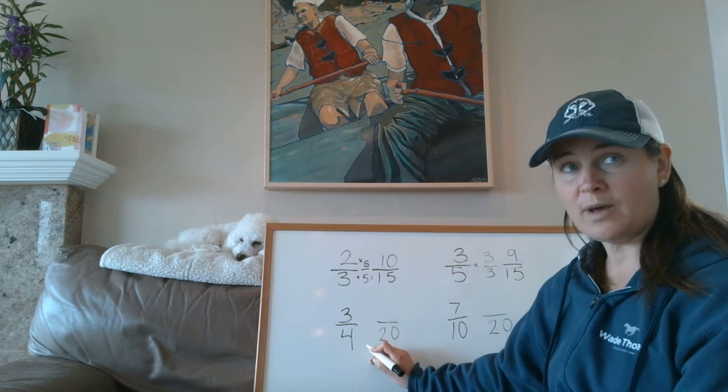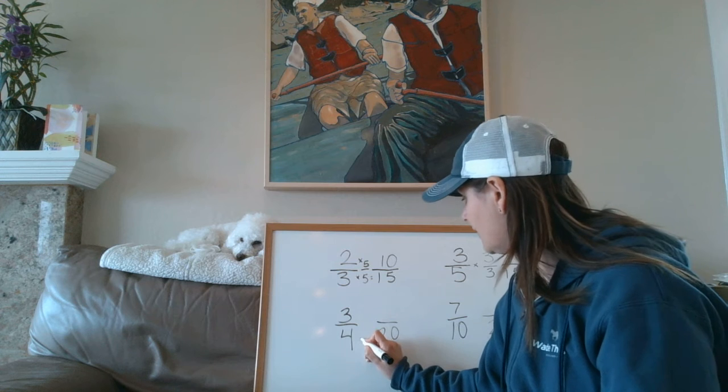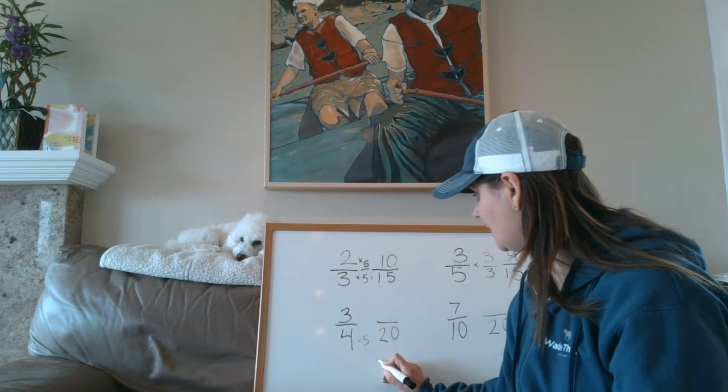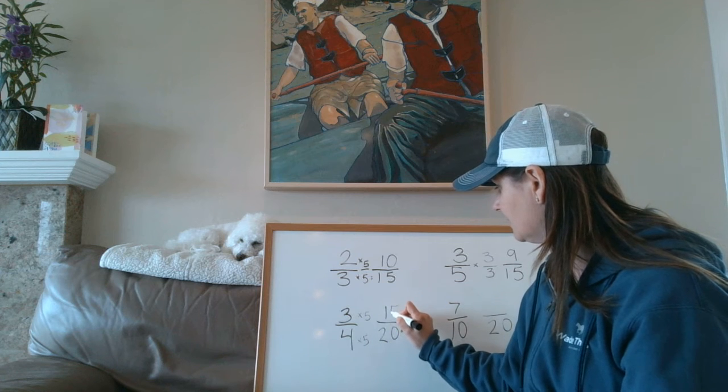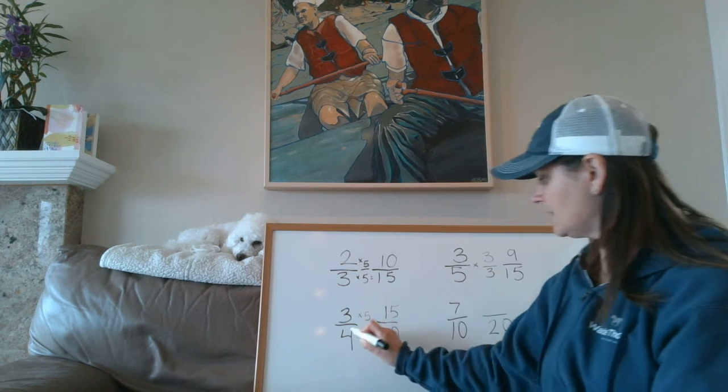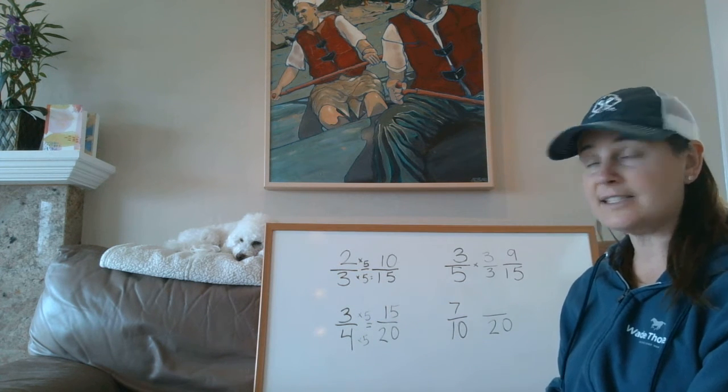So 4 times what is 20? 4 times 5 is 20. So then up here we're going to do 3 times 5 is 15. So 3/4 is equivalent to 15/20.